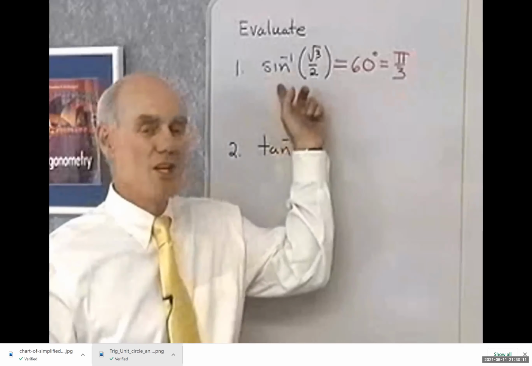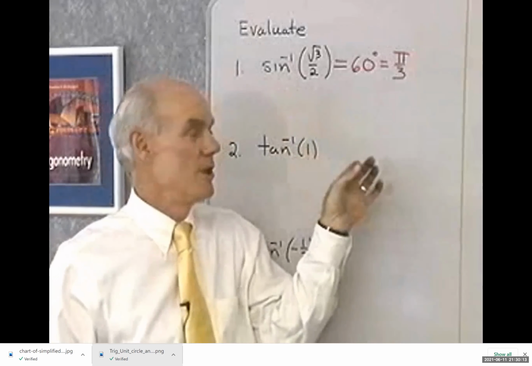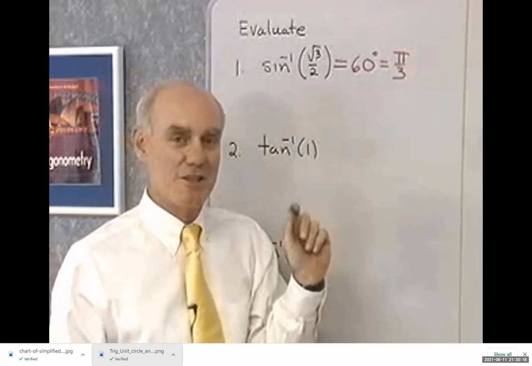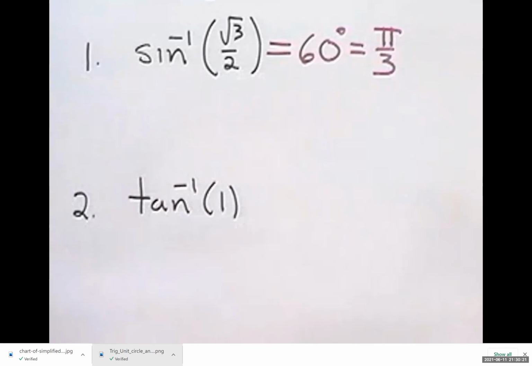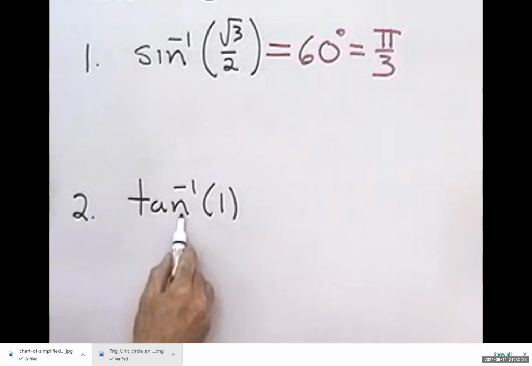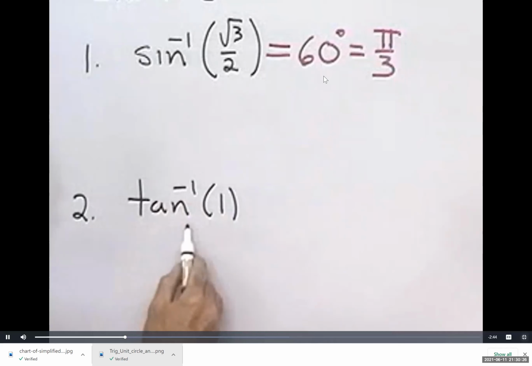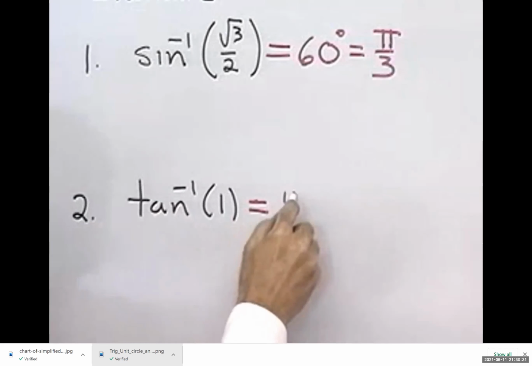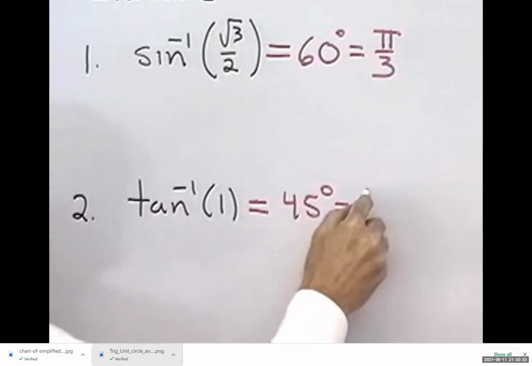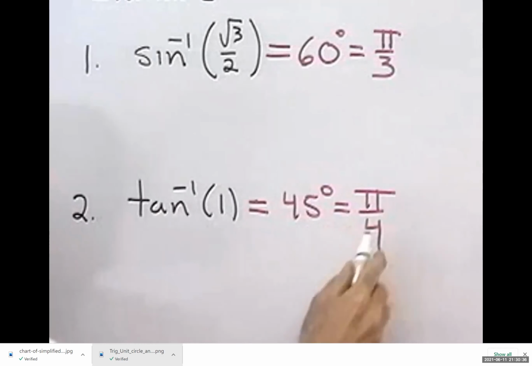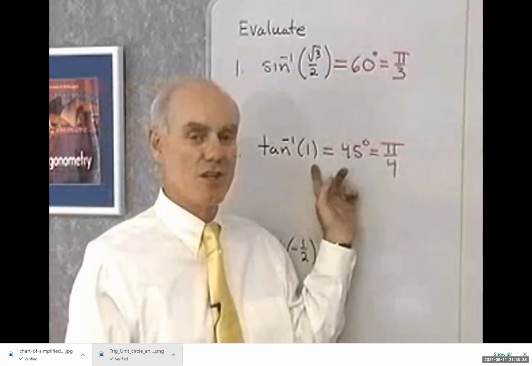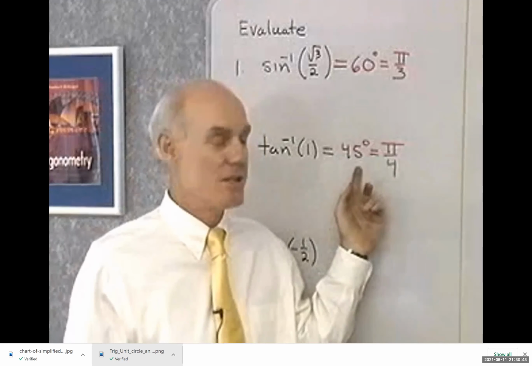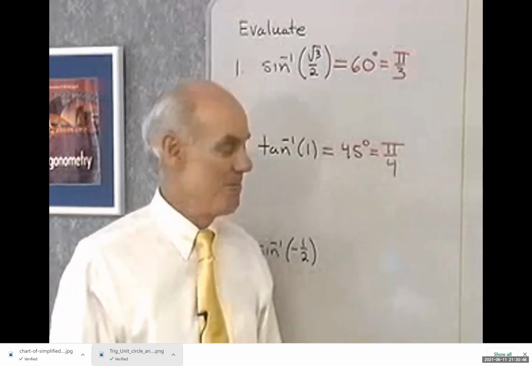So when I see this notation, I know that the angle I'm talking about has to be between -90 and +90, and its sine must be square root 3 over 2. Let's look at our next problem. Inverse tangent of 1. Well, the restriction on inverse tangent is also between -90 and +90, and I want the angle whose tangent is 1. Well, I know that that must be 45 degrees, or in radian measure, pi over 4. So the angle whose tangent is 1 that lies between -90 and +90 is 45 degrees, and if you want it in radian measure, pi over 4.